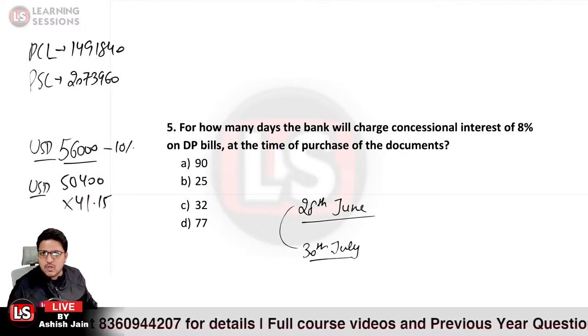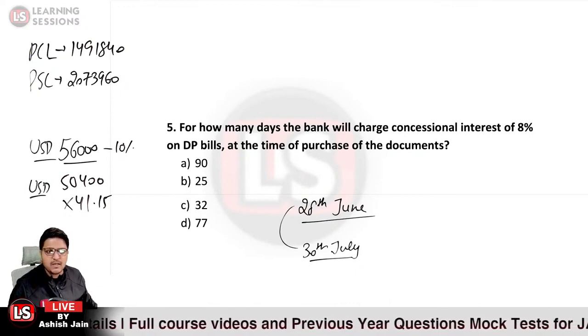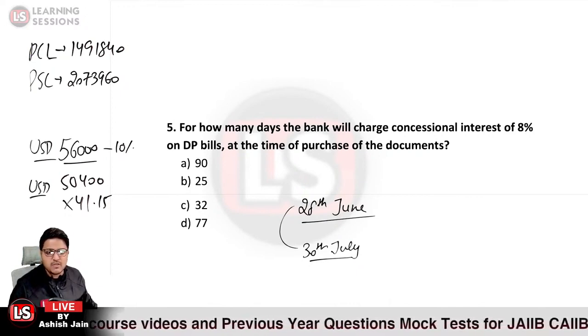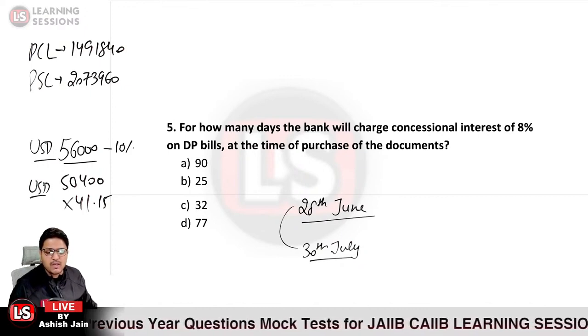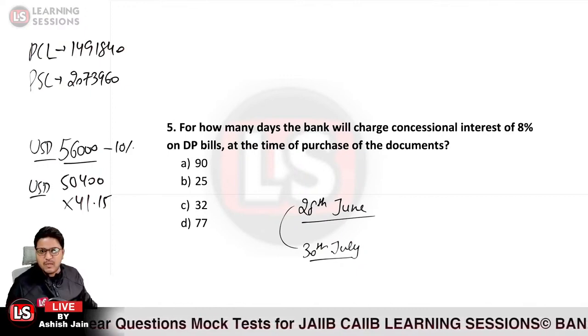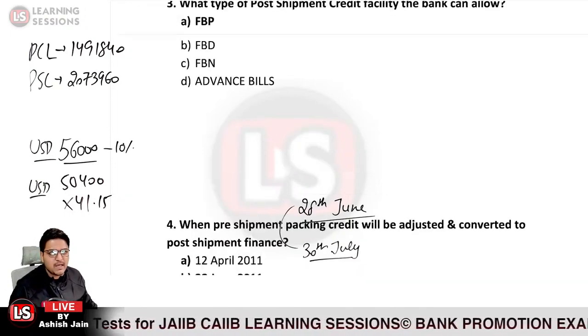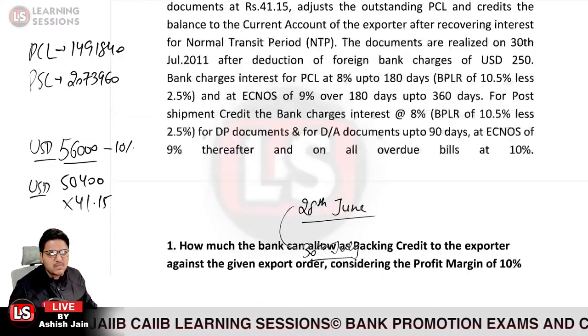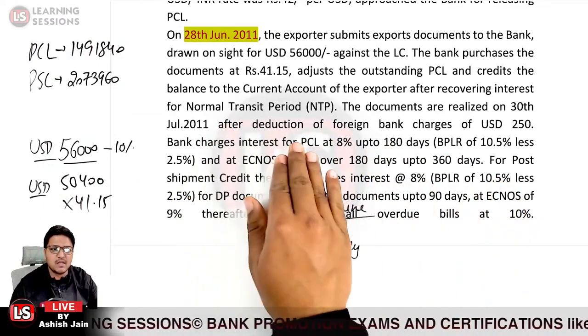So here is a conceptual part that you need to understand. Whenever it is a case of the usance LC, in that particular case, the concessional rate would be applicable for the period that is mentioned by the bank over here. In this particular case, that is mentioned to be 90 days. If I'm not wrong, the period mentioned over here, let me tell you, bank charges interest PCL.